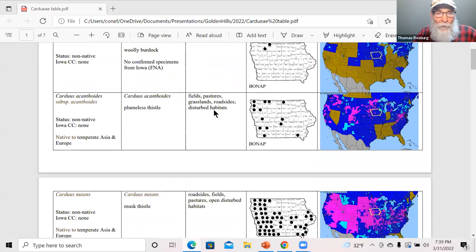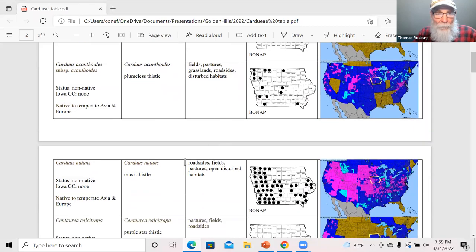So Carduus acanthoides and musk thistle. You see that they're both somewhat more in western Iowa. And I don't doubt that musk thistle, of course, occurs in more counties than is shown here. These maps are always done on the basis of vouchers that have been collected and are in the herbarium and prove that the species is where it was found. Or sometimes, especially BONAP, will use floristic data lists too.